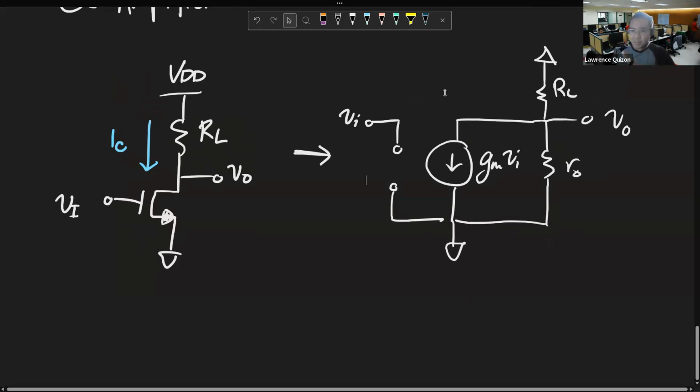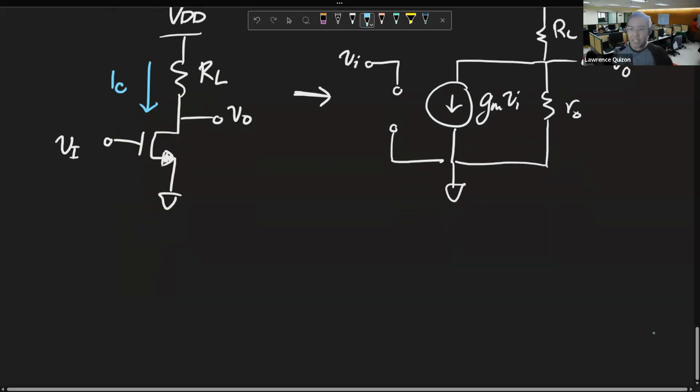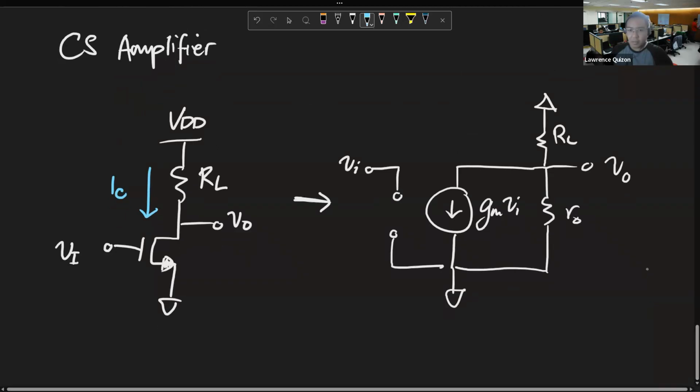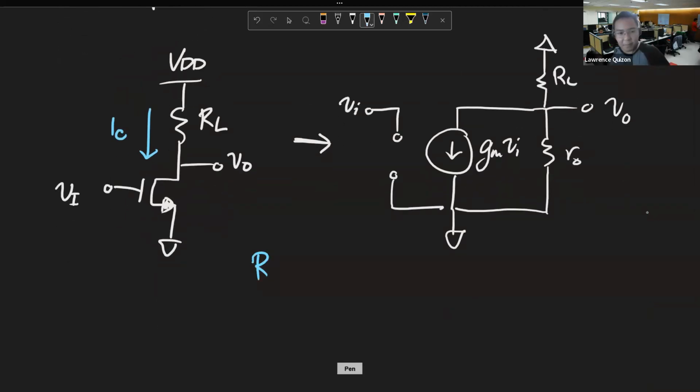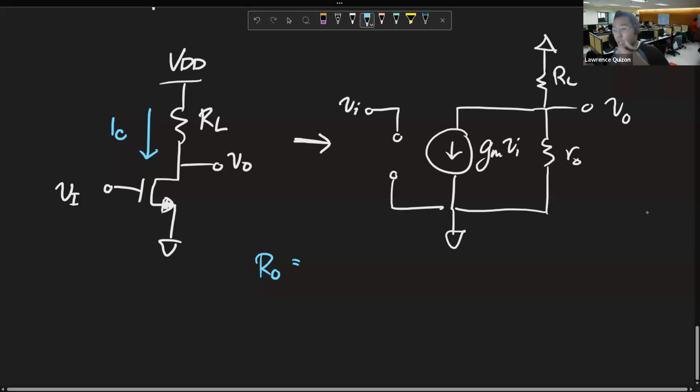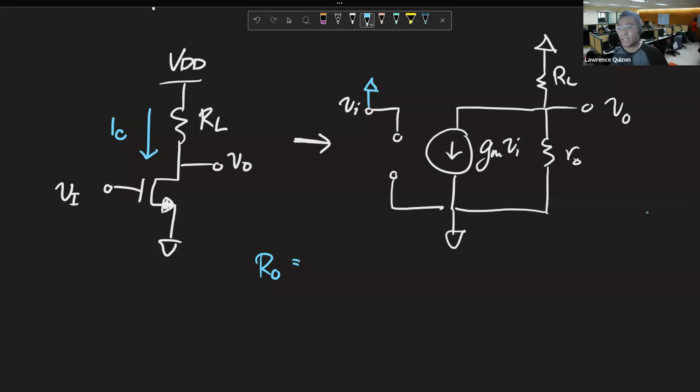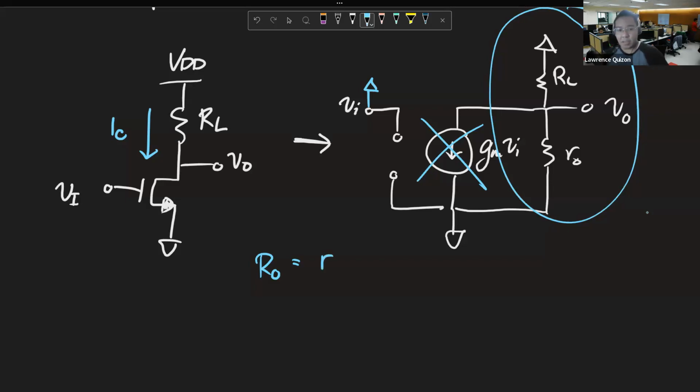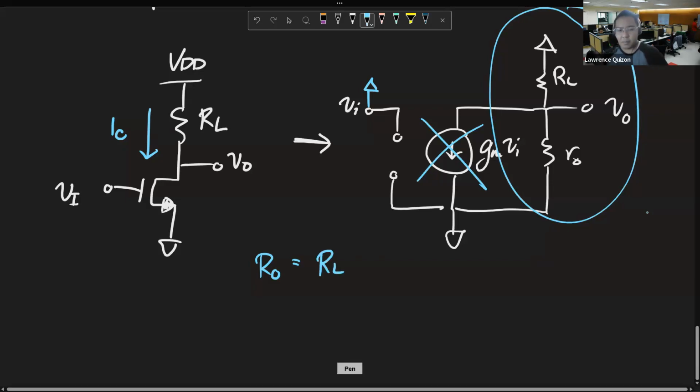Since we've seen this before, redoing the analysis, we get the following. So R out. What do we do for R out? We turn off V in. When we turn off V in, this goes away, and we're left with these three. So R out is RL parallel small r out.